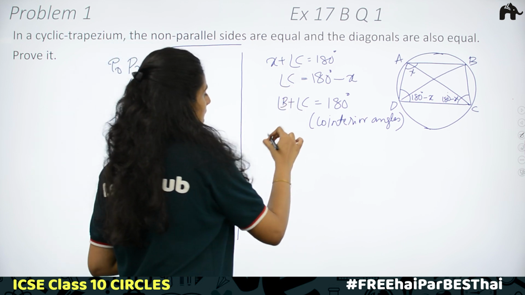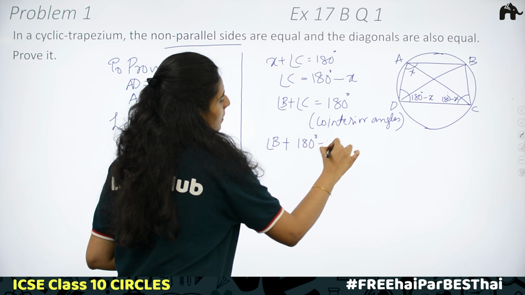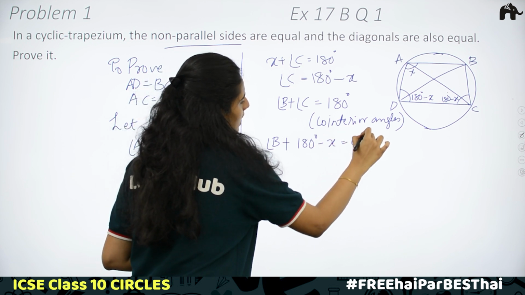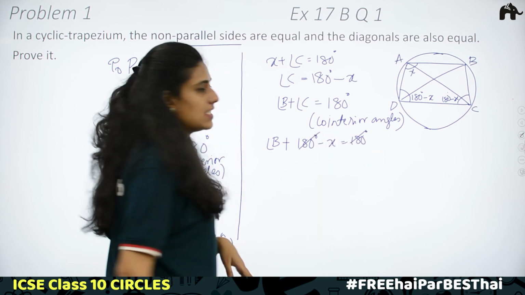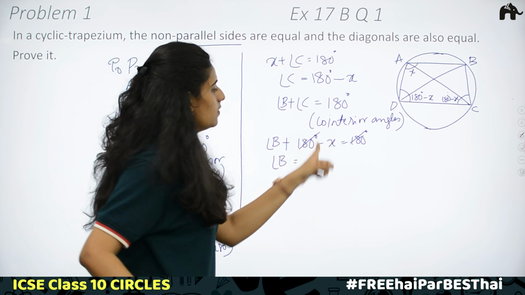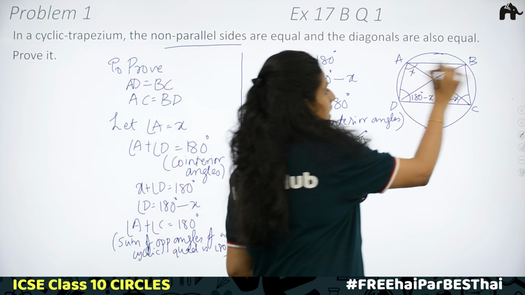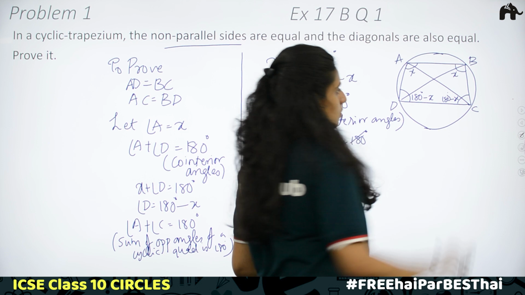We have found the value of angle C. Angle B plus angle C, that is 180 degrees minus x, is equal to 180 degrees. The 180 degrees can be cancelled from both sides. We get angle B is equal to minus x. When taken to the right hand side, we get plus x. Therefore, angle B is also equal to x.